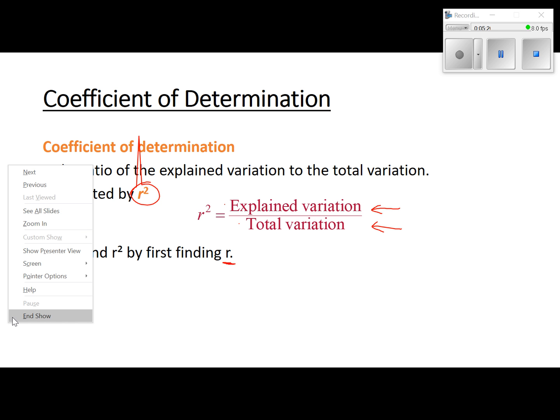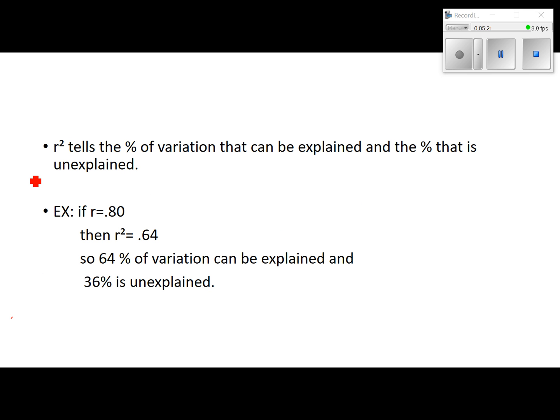But you do have to be able to tell what that coefficient of determination tells you. What it tells you is the percentage of variation that can be explained and what percentage can't be explained. So if our R squared comes out to be 0.64, that means 64% of the variation for the predicted Y's from the actual Y's can be explained, and 36% can't be explained. Again, one more time, I'll say R goes from -1 to 1.